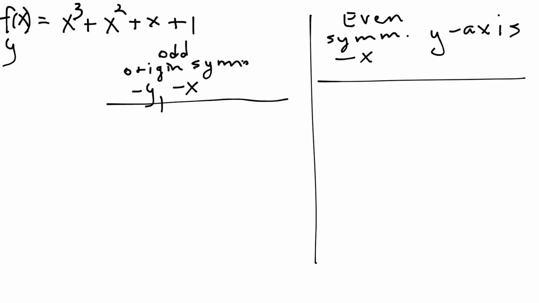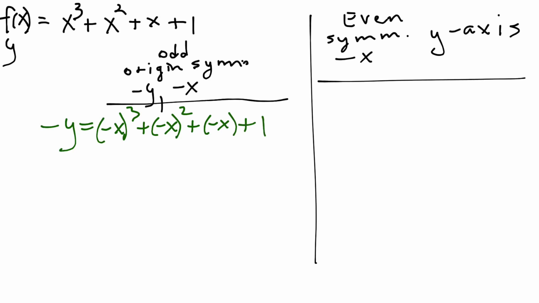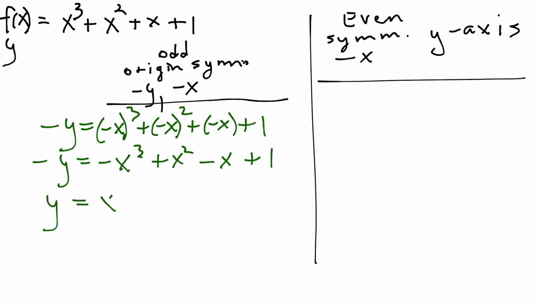All right, so we've got negative y is equal to negative x cubed plus negative x squared plus negative x plus 1. So negative y is equal to negative x cubed plus x squared minus x plus 1. Dividing by a negative changes all of our signs across the whole entire equation. All right, and then we check to see if it agrees. So here's a sign difference here, and here's a sign difference here.